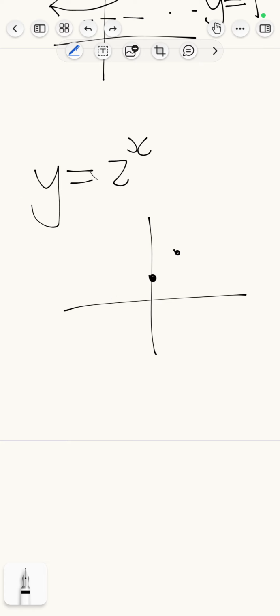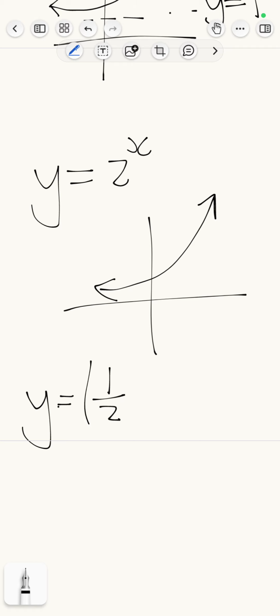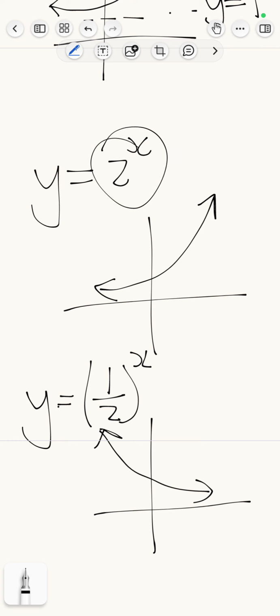The b value could also be a fraction. When I say a fraction, let me specify, it could be between 0 and 1. So let's say maybe b is a half, and this is to the power of x. If b is in between 0 and 1, then the graph would look like this, descending. So b is bigger than 1, it can't be 1. If it's 1, it's not going to be an exponential function, it's going to be a straight line. So if it's bigger than 1, it increases, it looks like the one on top.